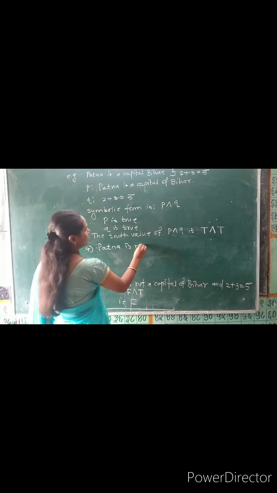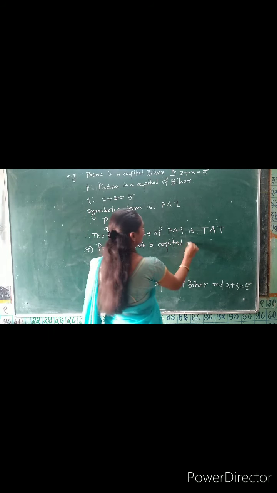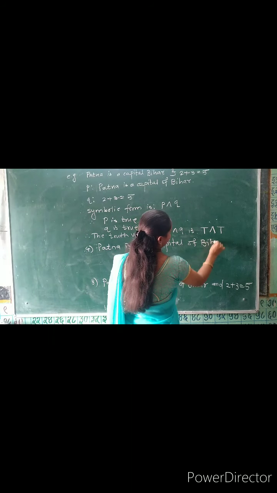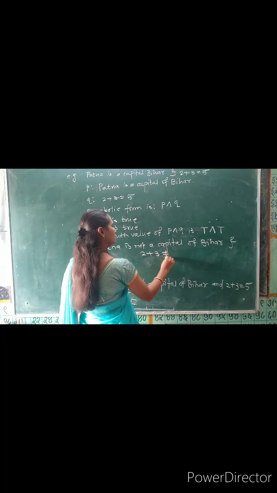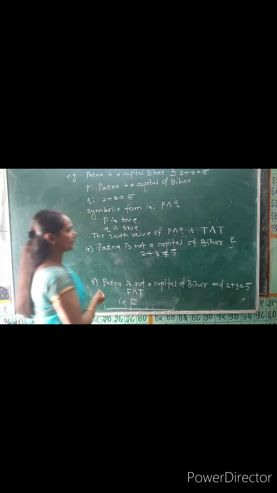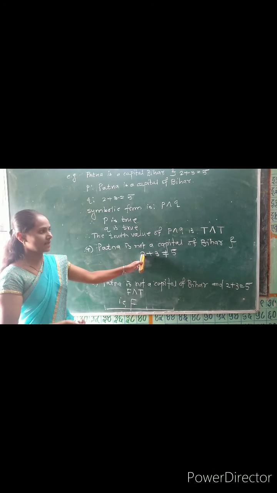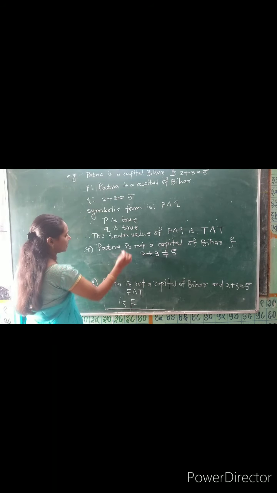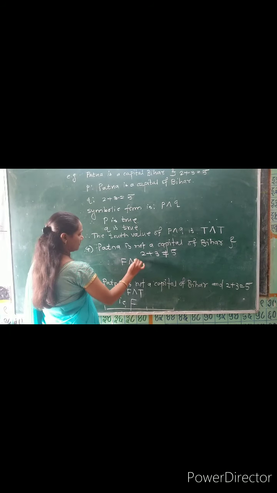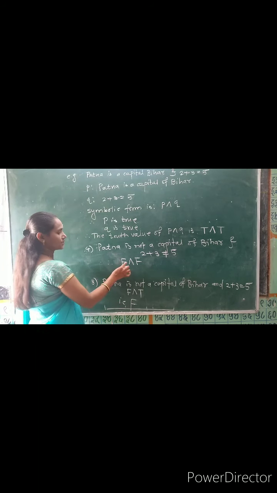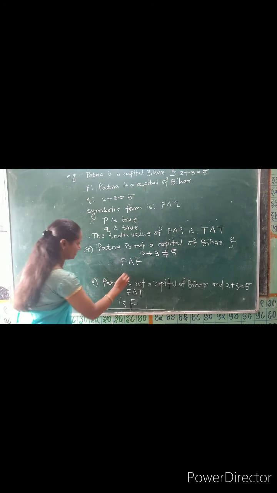Patna is not a capital of Bihar, and 2 plus 3 is not equal to 5. These are both false statements. Therefore, symbolically we can write F and F. In conjunction, if both these statements are false, the truth value of the conjunction is false.